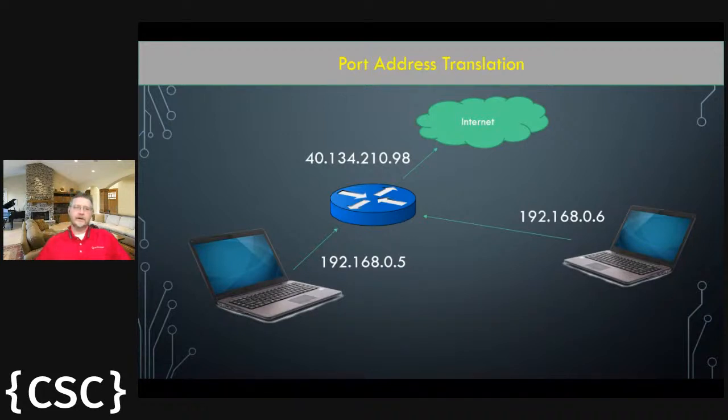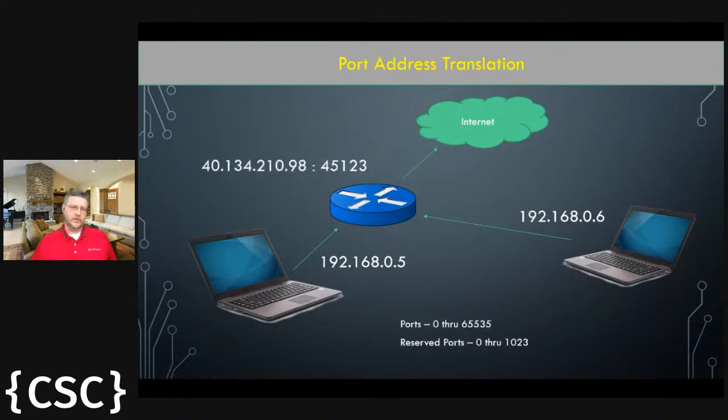So with every IP address, there are 65,536 available ports. And we'll talk about more details on some of those that you may already recognize in just a moment. But as I'm coming out, let's say from the one laptop, 192.168.0.5, I'm going out to Google, and it sees that an outbound port of 45123 has been opened from the router, and is going out to the web server.